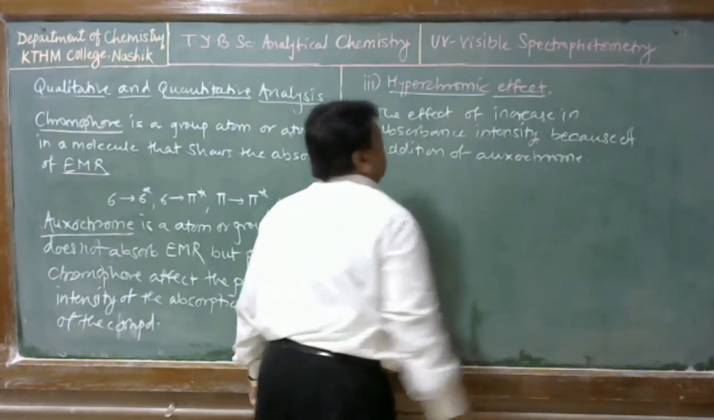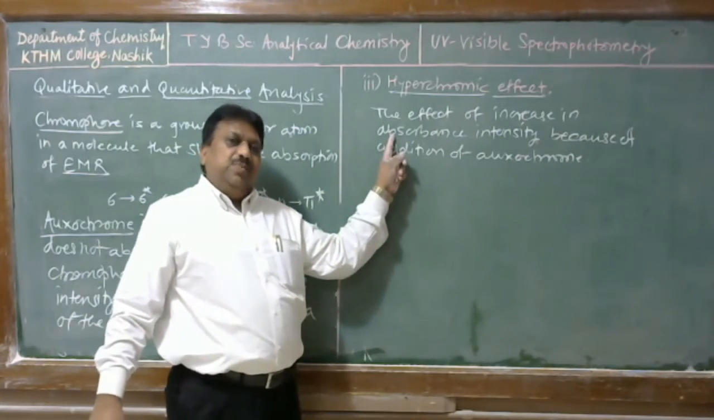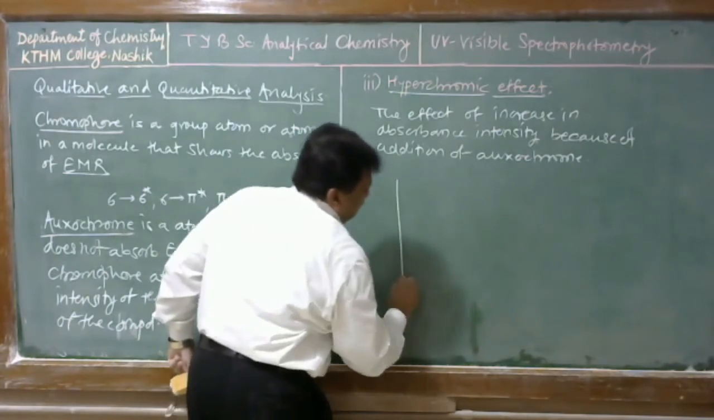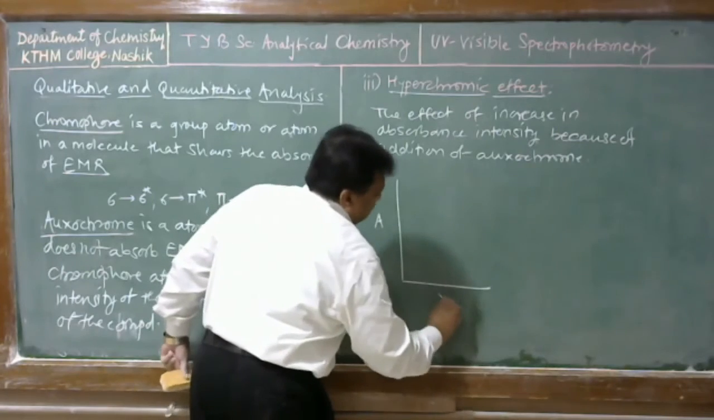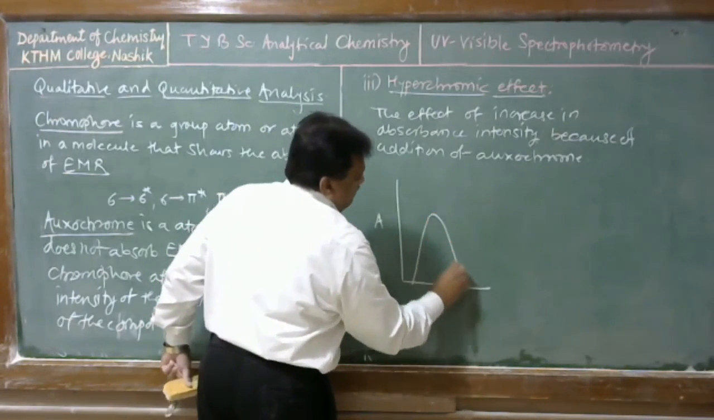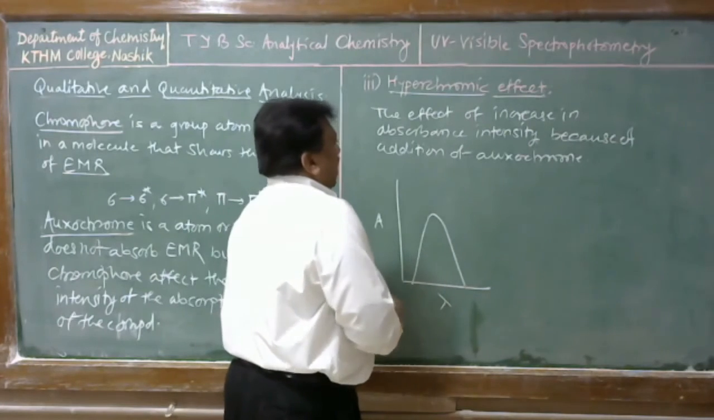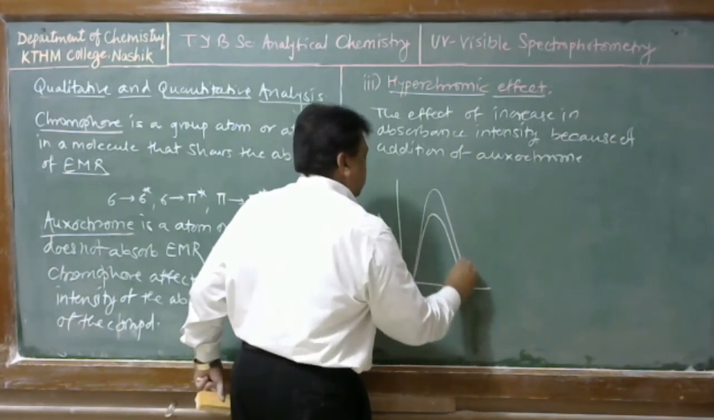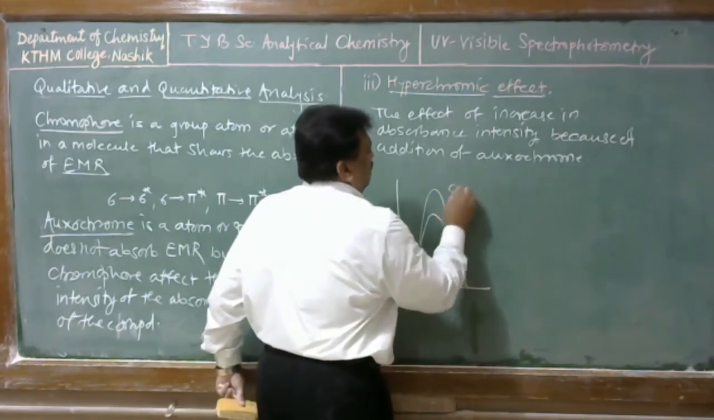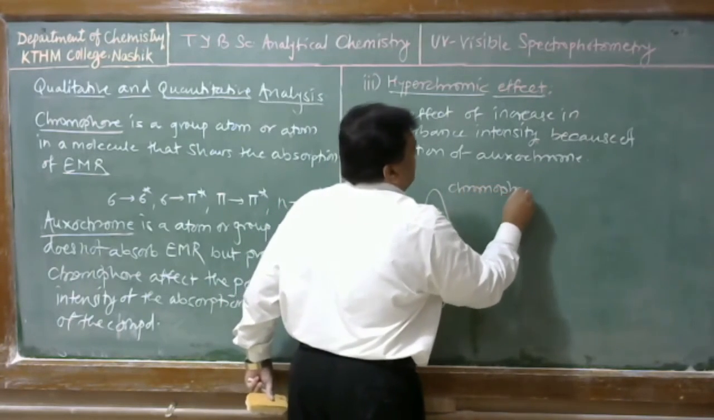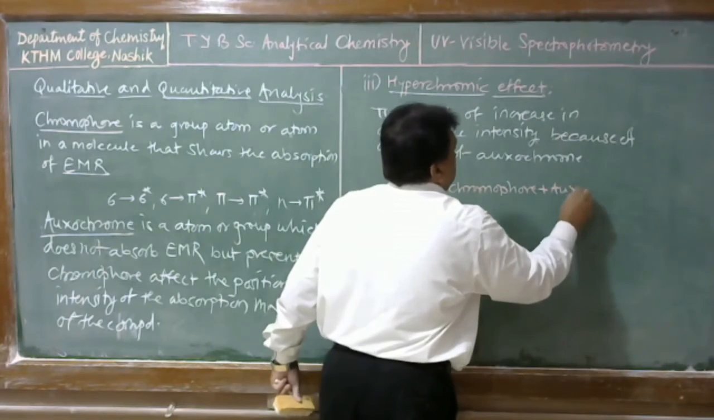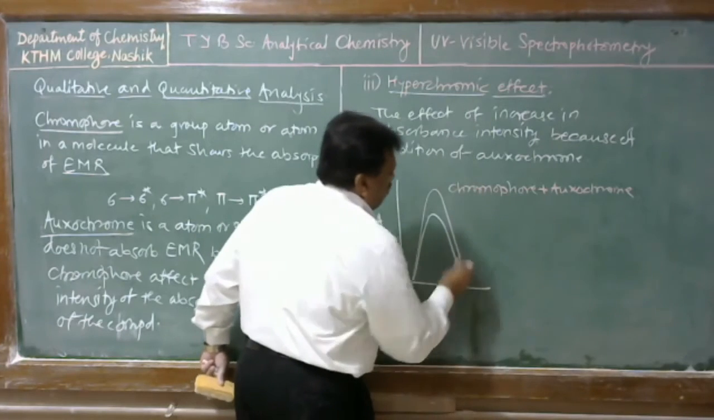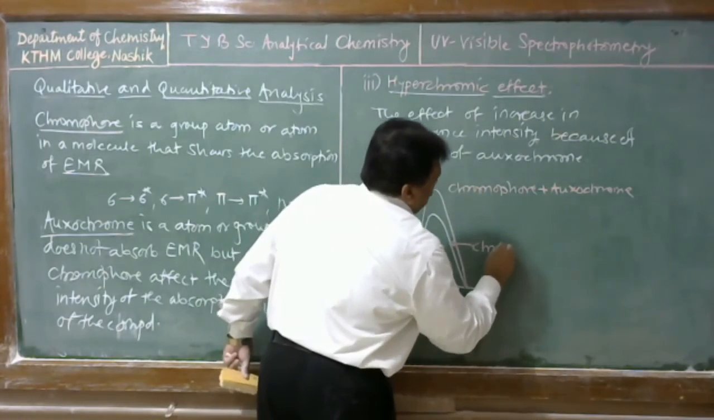Here oxochrome increases the absorption intensity because it increases the conjugation in the molecule, and this will be represented like this. Here this is the absorbance taking place at a specific wavelength. Suppose this is an absorption peak for that compound, and when oxochrome is added, then this absorption maxima increases in this way. Therefore here chromophore plus oxochrome increases the absorption of this chromophoric group.